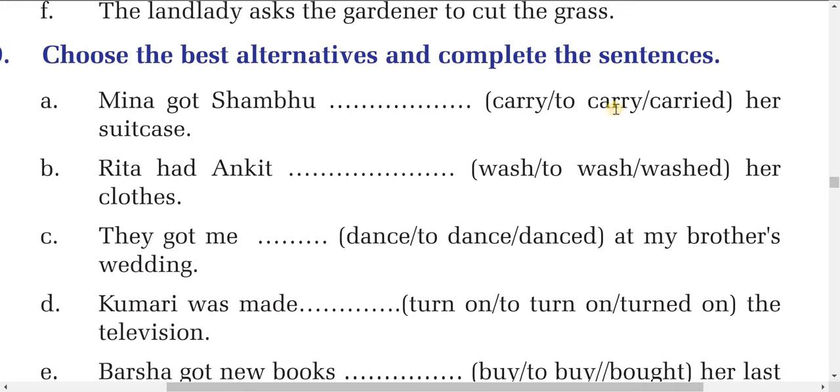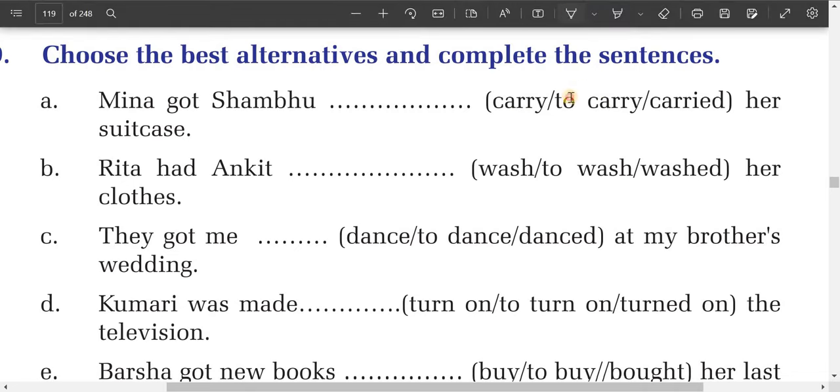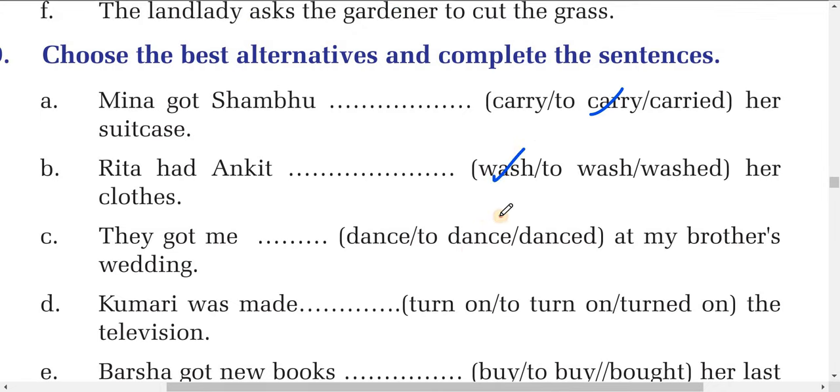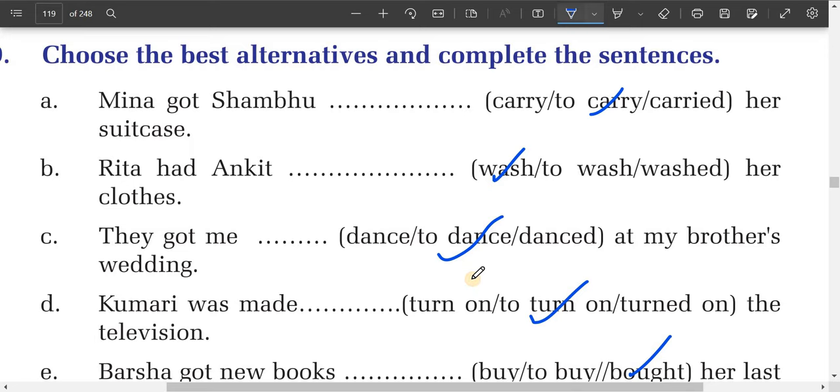I got Sambu to carry her suitcase here. To carry, this one is to carry. Write down here to carry. Okay, dear students, to carry. And Ankit, to wash. Okay, wash. And they got me to dance. Kumari was made to turn one. Barsha got new books, but okay, now this is very easy.